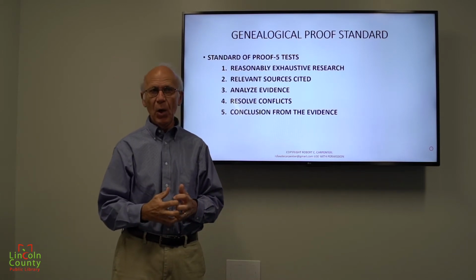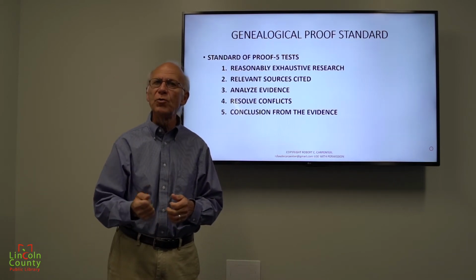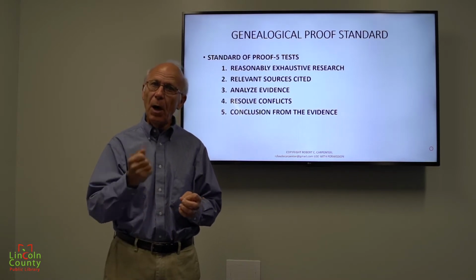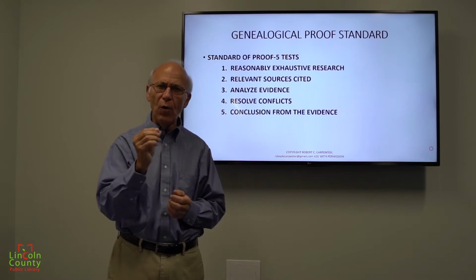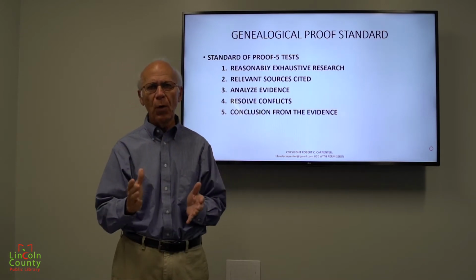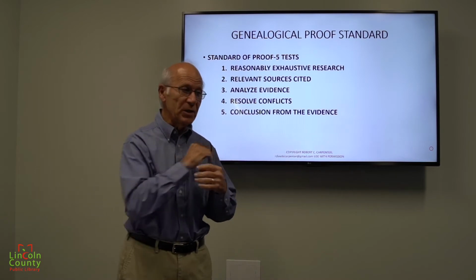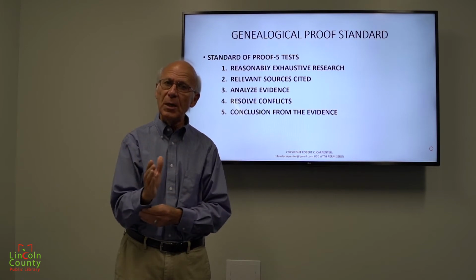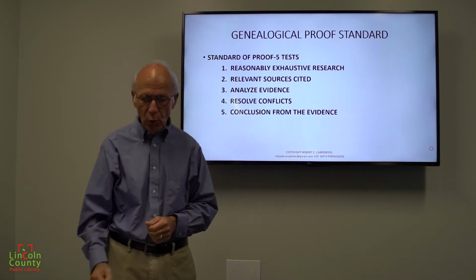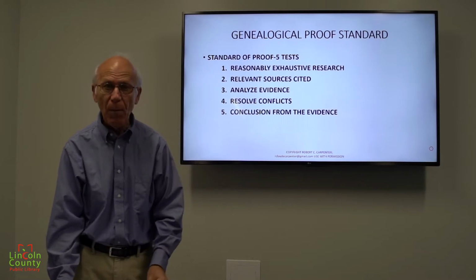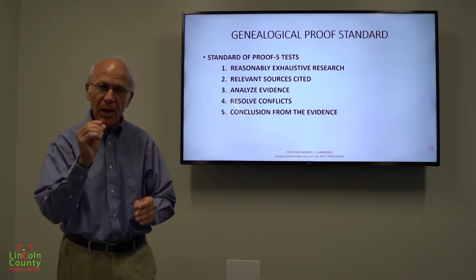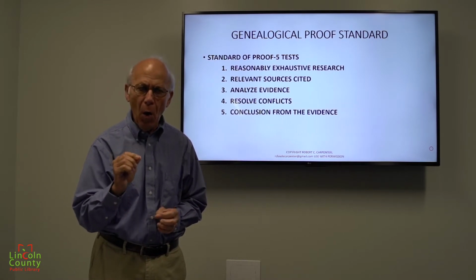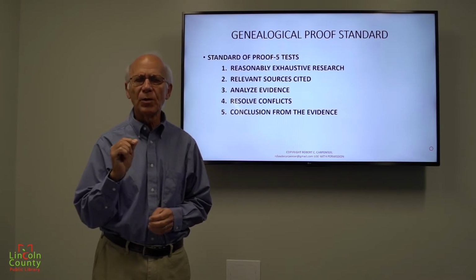Then finally, once you resolve those conflicts, you make a conclusion from the evidence. The conclusion is not always evident, but the conclusion should flow from the evidence. In other words, you shouldn't approach your project saying, well, I know my ancestor is named blankety blank, even though you have no clue. You should never proceed in that direction. You should allow your conclusions to flow from the evidence, and that is critical. So each one of your research projects should embody all of the parts of the genealogical proof standard.